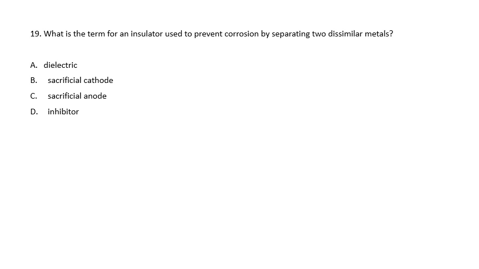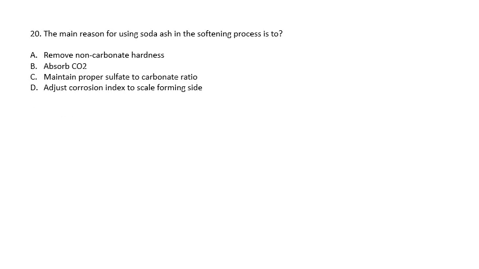What is the term for an insulator used to prevent corrosion by separating two dissimilar metals? Dielectric, sacrificial cathode, sacrificial anode, or an inhibitor? The answer is dielectric. The main reason for using soda ash in the softening process is to remove non-carbonate hardness, absorb CO2, maintain proper sulfate to carbonate ratio, or adjust corrosion index to scale forming side. The answer is to remove non-carbonate hardness.